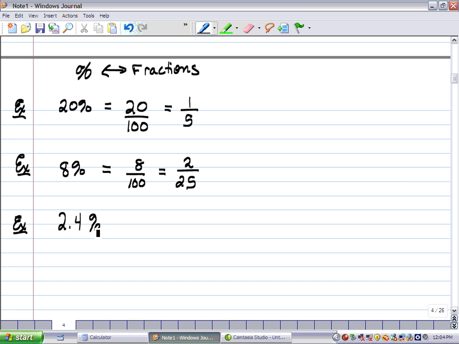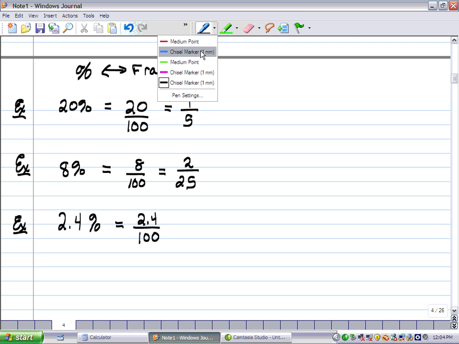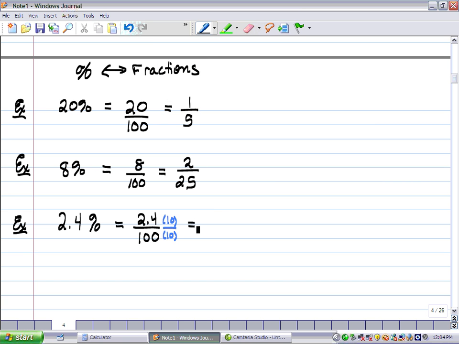2.4%. Suppose I have a decimal in my percent, and that would be 2.4 over 100. Whenever we have decimals or fractions within a fraction, that's called a complex fraction, and we don't like that. So because there's one decimal place here, I'm going to multiply by a special form of 1, 10 over 10, to get rid of the decimal in there. So I have 24 over 1,000, and now I'm going to reduce that.